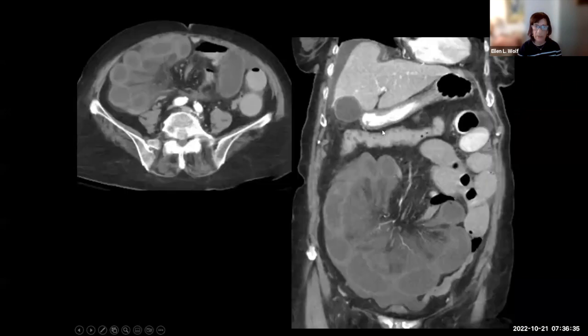CT was performed, and we can see this is actually a closed loop obstruction. Many, many loops were involved in this closed loop, where there was an adhesion. All this bowel has herniated through that adhesion and has led to this radial distribution typical of a closed loop obstruction. When you see closed loop obstruction, you also have to look for signs of ischemia, which we're going to talk about again later.